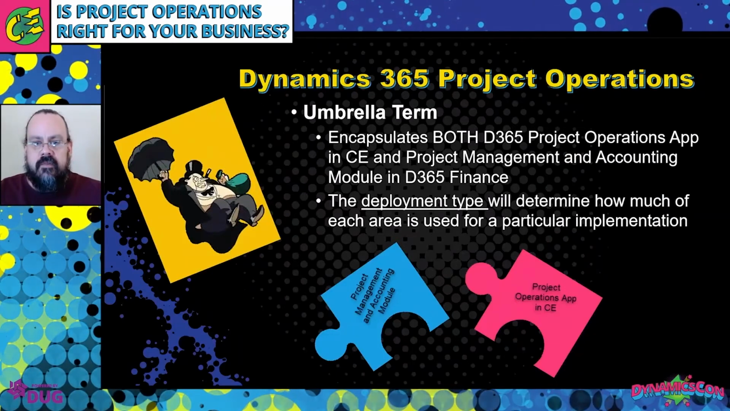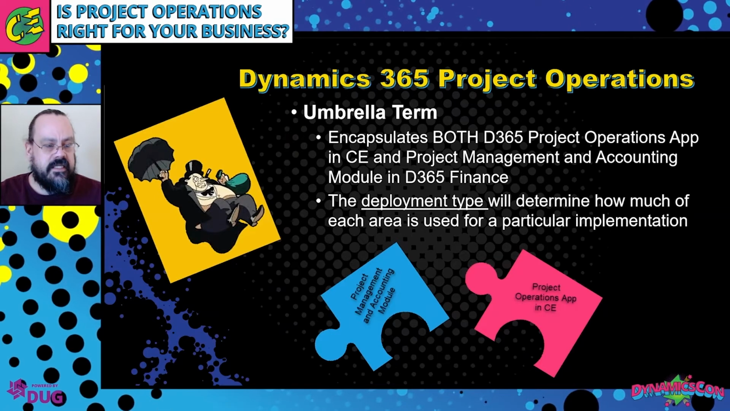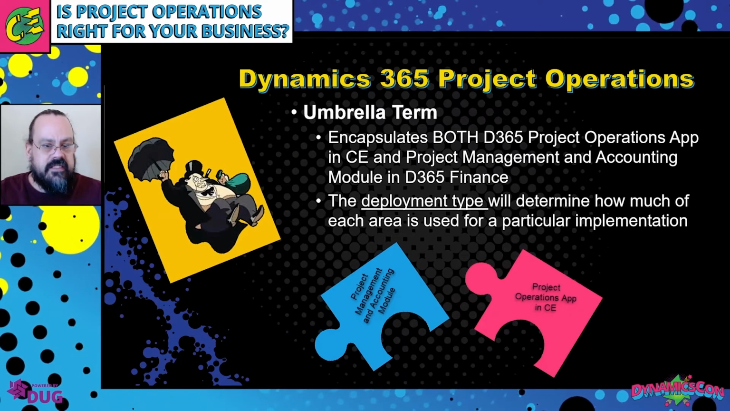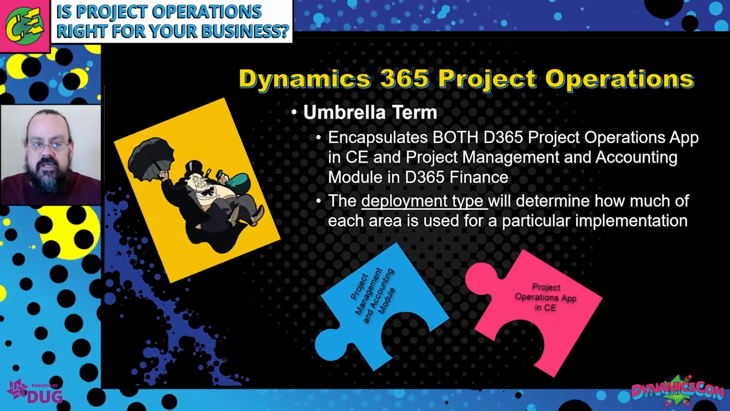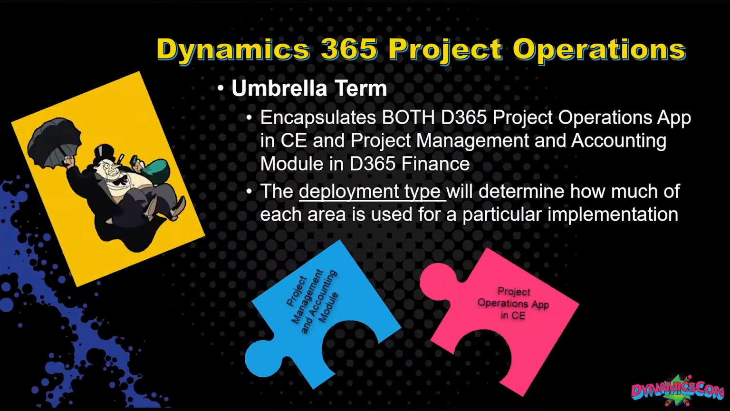So it's essentially an umbrella term. It's going to encapsulate both the D365 project operations app in CE, as well as the project management and accounting module in D365 FNSCM. The deployment type will determine how much of each area you're going to use. So project operations really means everything that has to do with project functionality, and the deployment type you choose will determine which areas you're going to use, whether it's CE, PMA, a mix of both. So that's what we'll dig into here, going through the different deployment types for project operations.